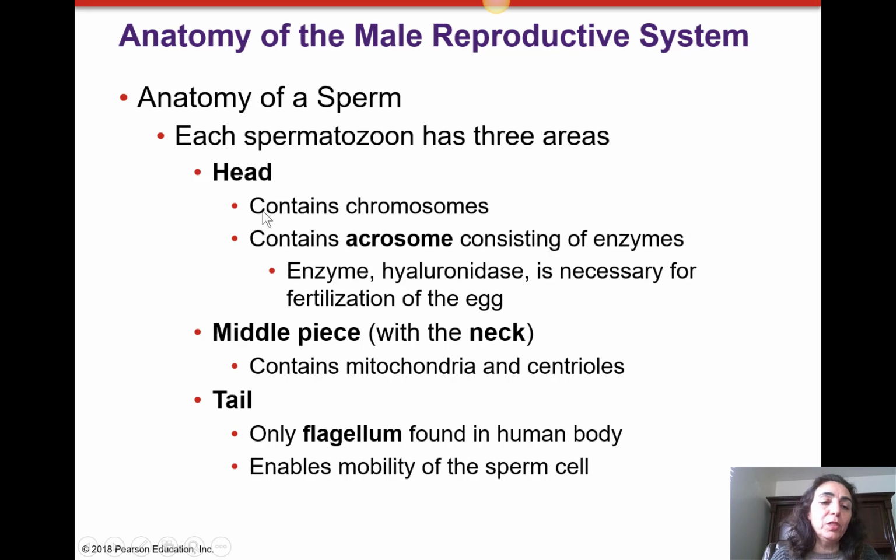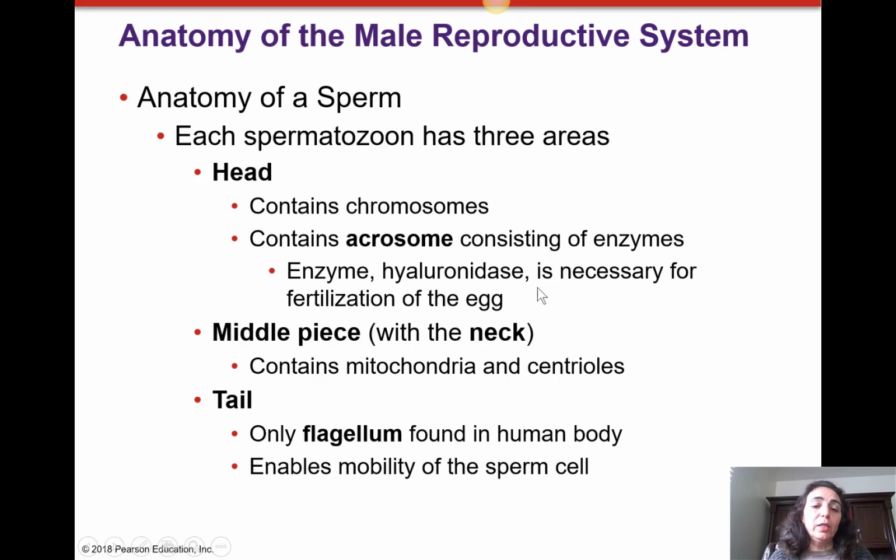So the head of the sperm contains the chromosomes. The 23 chromosomes of the sperm are located inside the head as the nucleus, right? It contains the acrosome on the top of the nucleus that consists of enzymes. So this acrosome goes like a cap over the top of the nucleus in the head, and it has the enzymes.